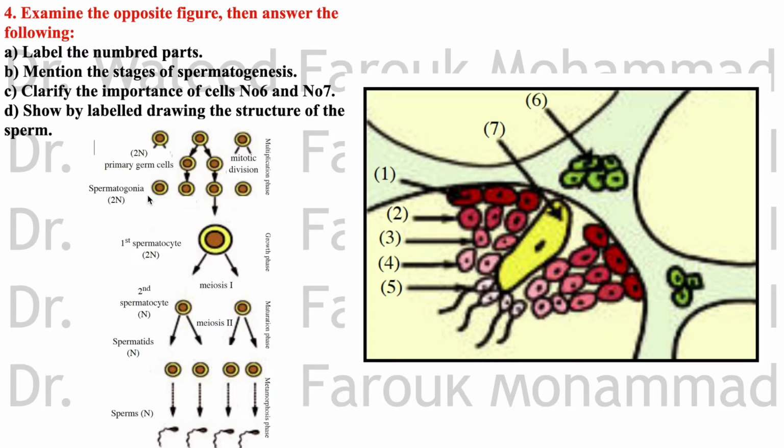It starts by spermatogonia. So 1 is spermatogonia. That will develop into primary spermatocytes. So 2 is primary spermatocyte. Meiosis 1 will result in secondary spermatocytes. So 3 is secondary spermatocytes. Then will develop into spermatids by meiosis 2. 4 is spermatids. And then metamorphosis occurs and sperms are formed. 5 is sperms.